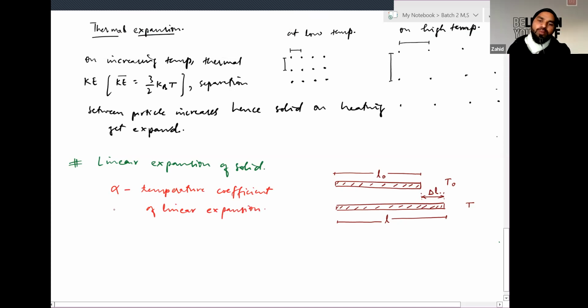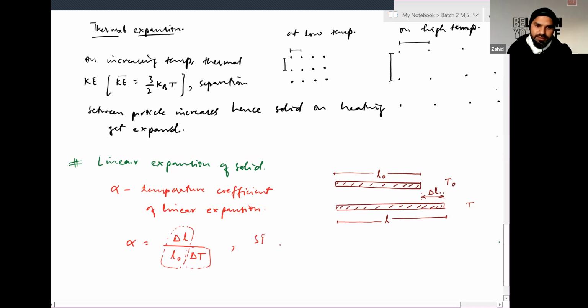Alpha defines at what rate, with respect to change in temperature, this particular solid or rod is expanding or contracting on increasing or decreasing temperature. So alpha equals change in length divided by initial length times change in temperature. The term change in length divided by length, we may call it fractional change in length, and delta T is change in temperature.